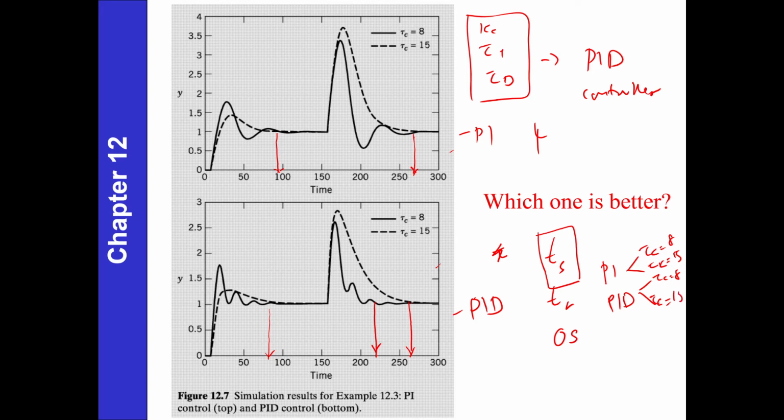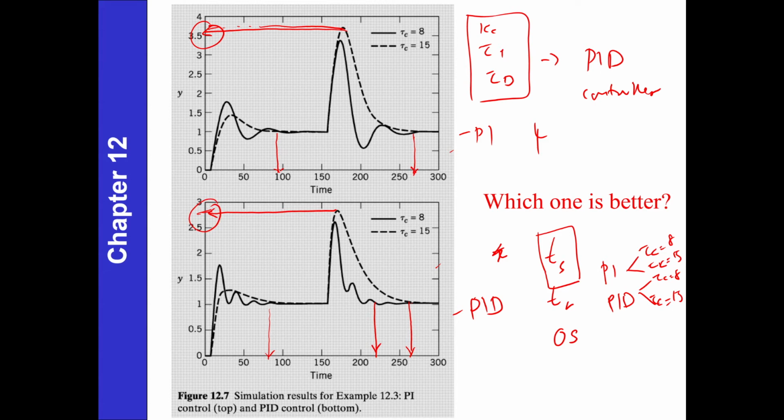So between these 4, which one gives us the best response? To determine the best response, you should calculate the settling time and the rise time, then roughly estimate the overshoot. As you can see here, the PID controller has lower overshoot compared to the PI controller.